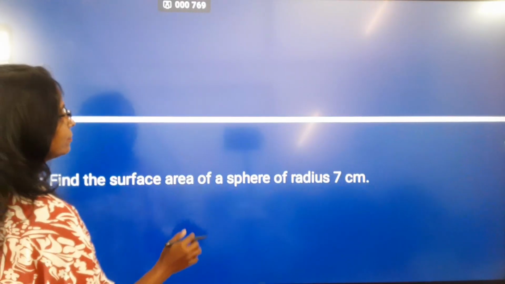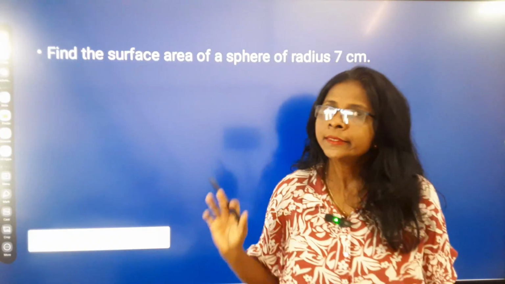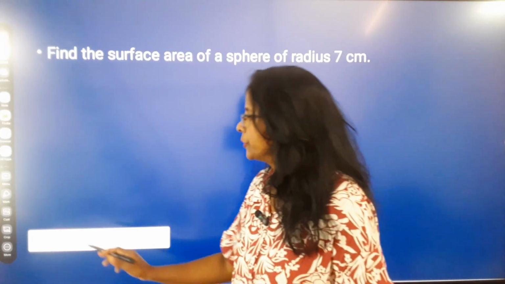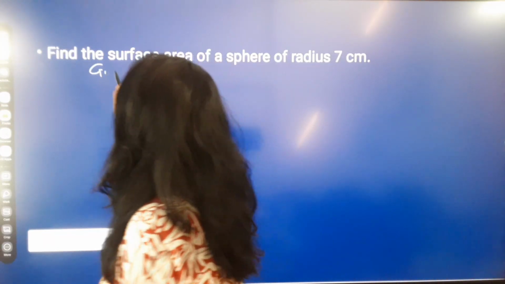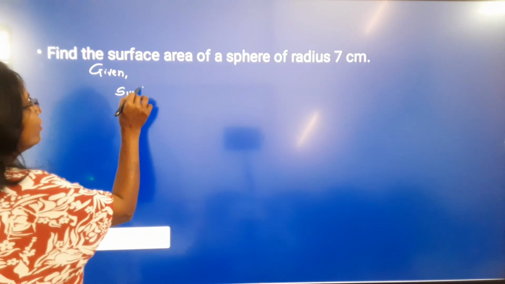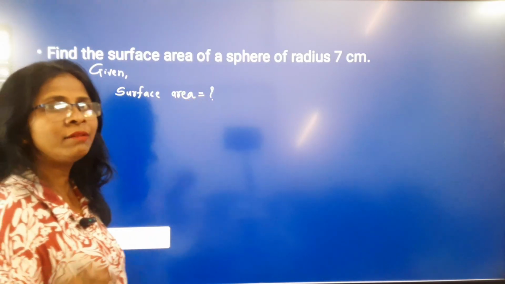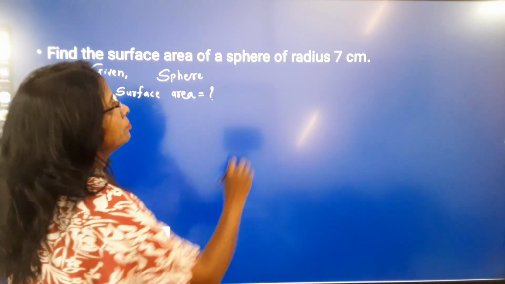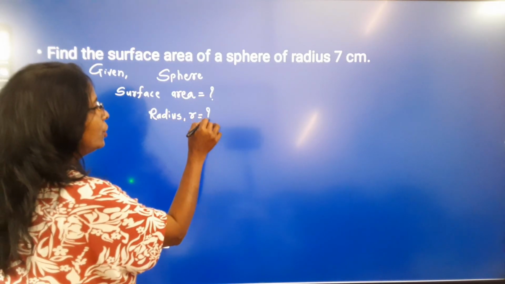Now the next one: find the surface area of a sphere of radius 7 centimeter. First we write the given. The surface area is equal to question mark. The object is a sphere, and the radius r is 7 centimeter.